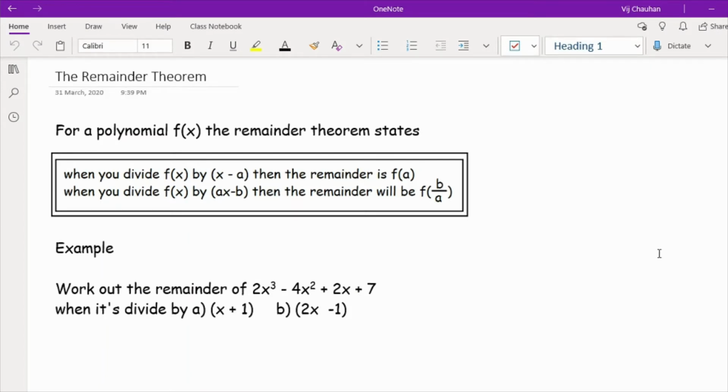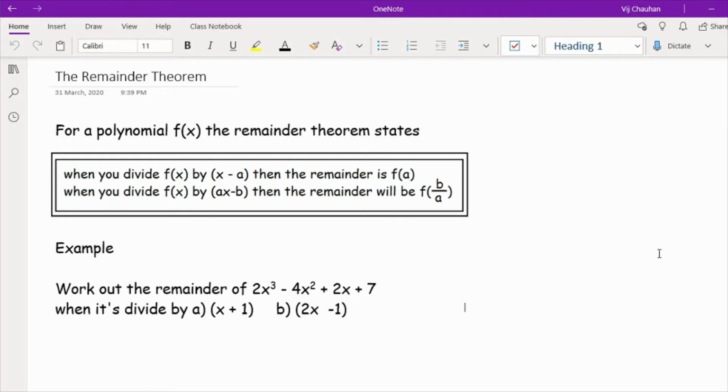Now, this topic actually links to algebraic long division, where you are dividing a polynomial by a linear function. And what the remainder theorem states is that if you divide your function by x minus a, then the remainder of that calculation will be the same value as when you substitute the a value into the polynomial. And likewise, if we were to divide f of x by ax minus b, where a and b are constants, then the remainder would be the same value as if you were to substitute b over a into the function.